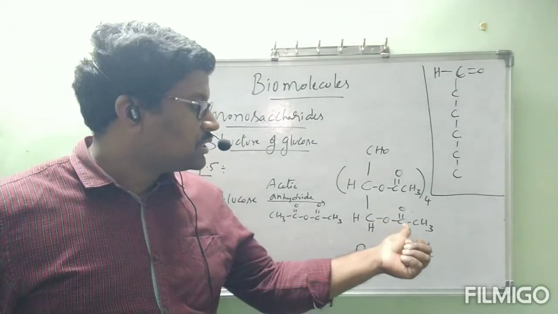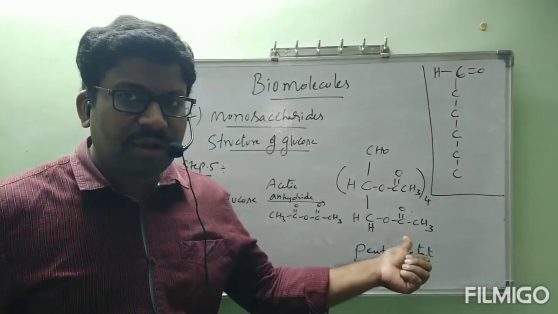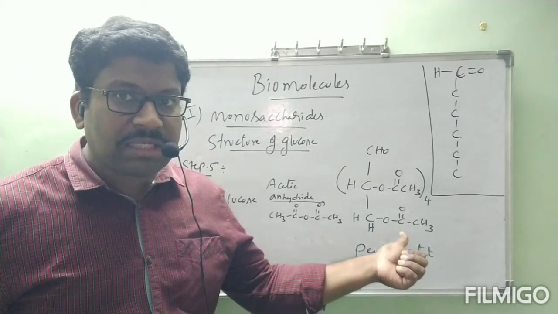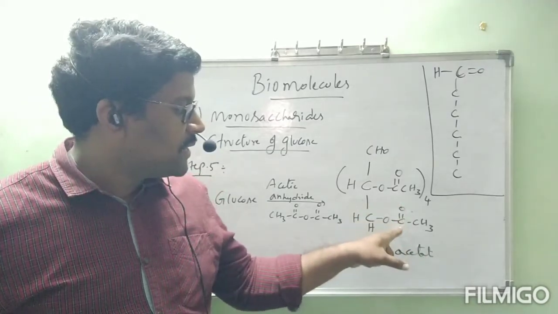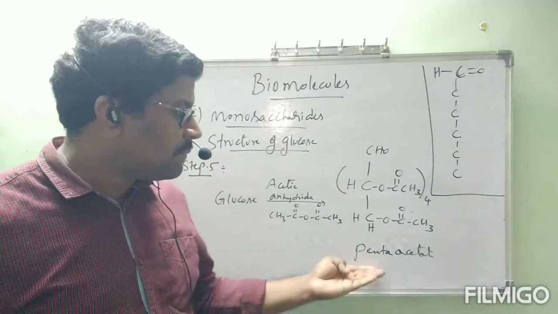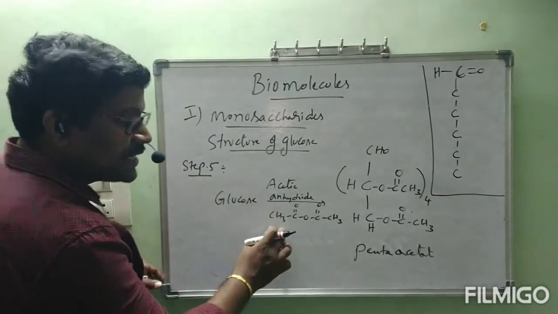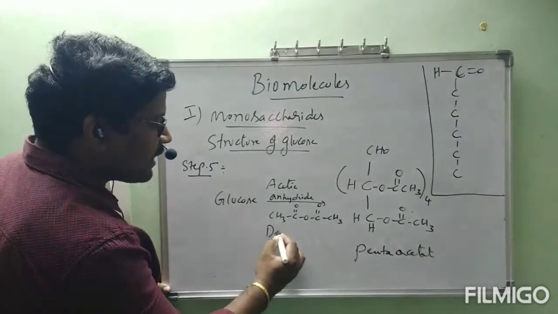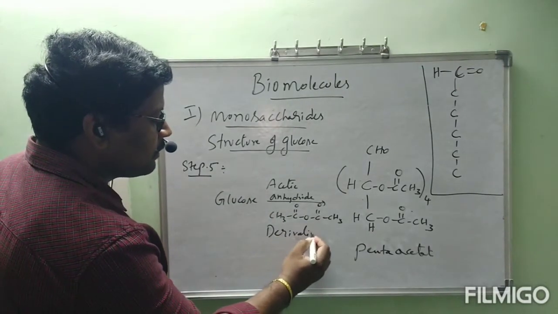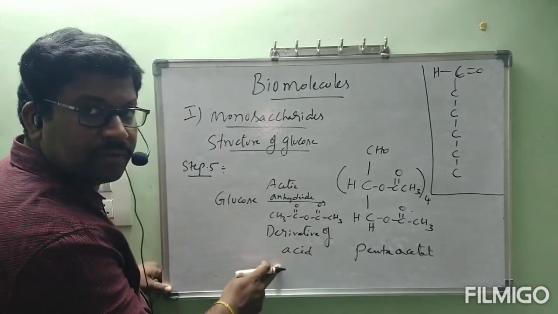R O C double bond O CH3. R O C O R. It is a general formula of ester, correct? How many ester groups are there? 4 plus 1, 5. 5 ester groups are there. That's why I wrote pentaacetate. Acetic anhydride is a derivative of acid.